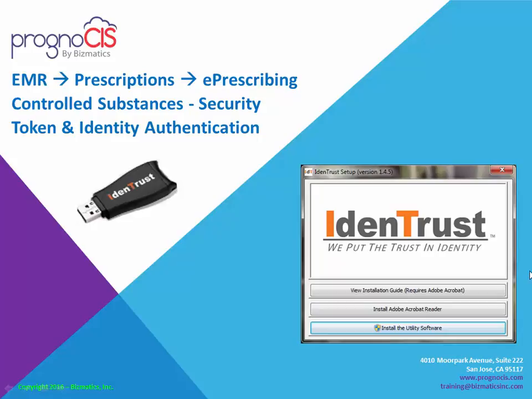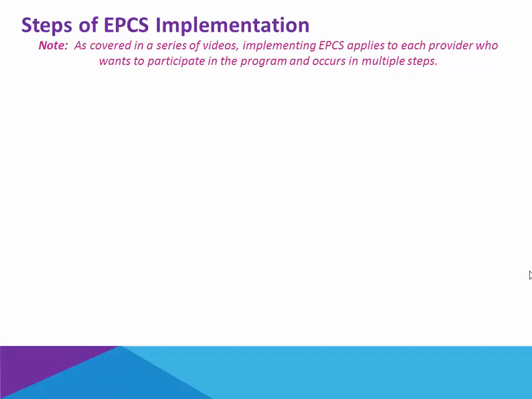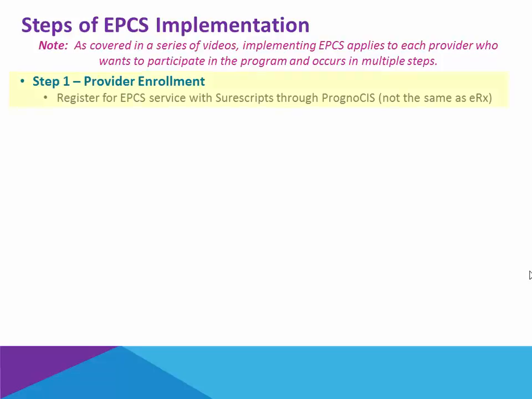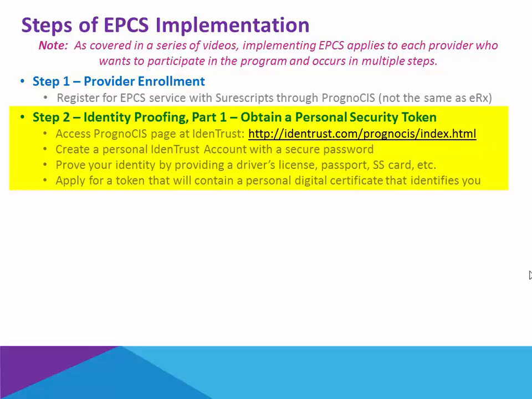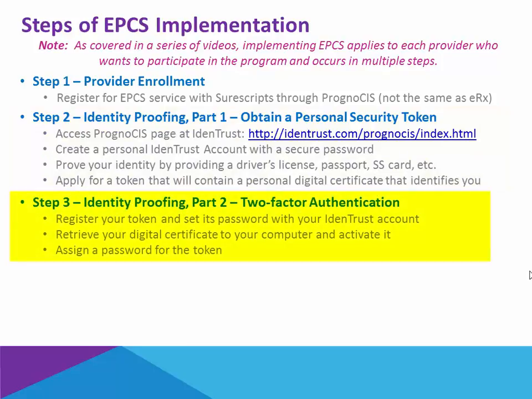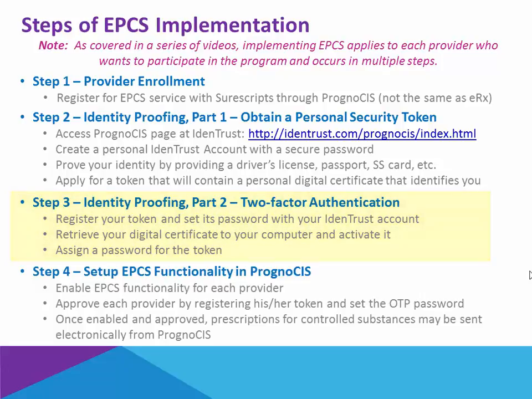As covered in separate videos within this series, the implementation of the EPCS service within Prognosis occurs in multiple steps. We had the provider enrollment, which occurs behind the scenes. We discussed in our Obtain a Personal Security Token video the process of actually creating an identity account and applying for the security token. The third part, which is what we're going to cover in this video, is the two-factor authentication, which is completing the identity proofing as well as registering your token and retrieving the digital certificate for that token. And then the final video of our series deals with the setup within Prognosis.